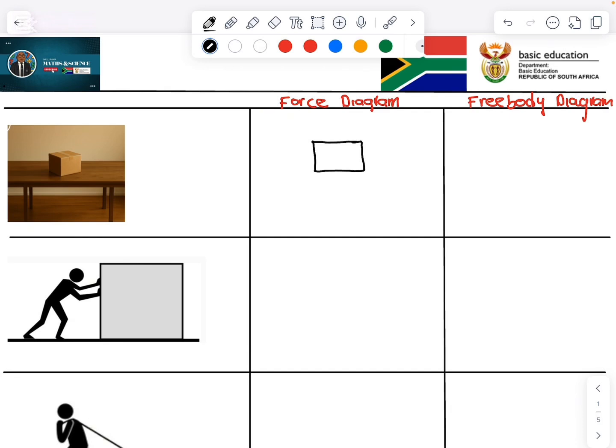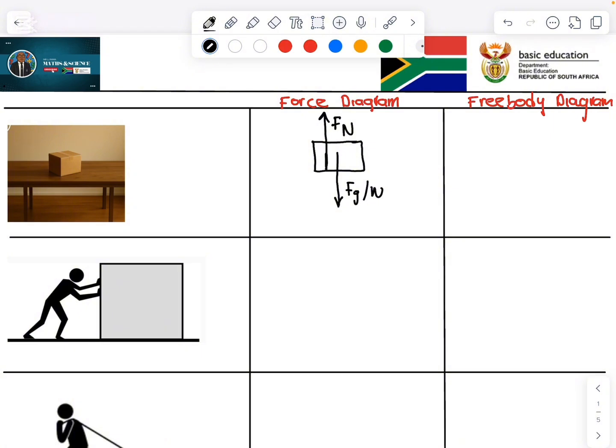The forces acting on this box as it is lying on top of the table: we have gravity. That's the first force. So you draw it like this. As we know, gravity acts downwards. So this will be your Fg, or sometimes it can be written as W. And then we also have the normal force, which is the force that acts perpendicular to the surface of the object. In this case, the surface is that table, right? So the normal force will start here from the surface at the bottom, and then it will go up like that.